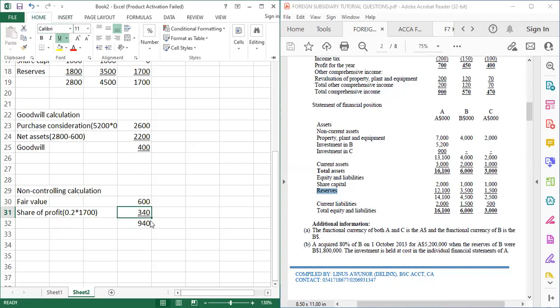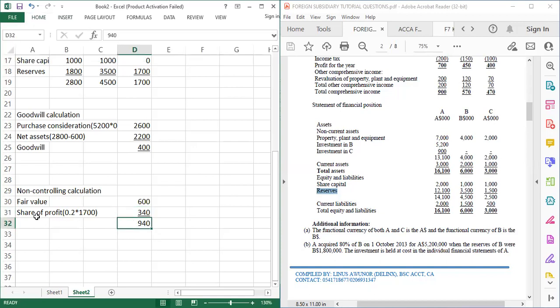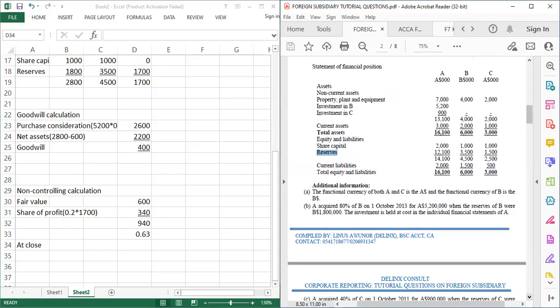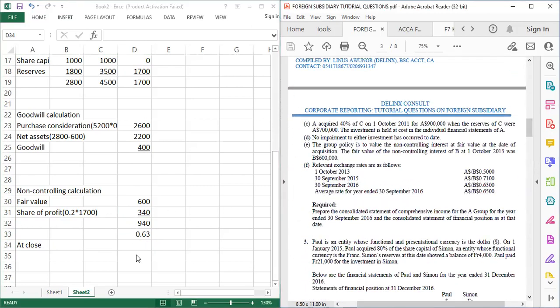If we are doing a statement of profit or loss, this is how we do it. I'm going to show you another one again. So let's translate this. The closing rate will be 0.63. Am I correct? So how much are we getting? 1,492.